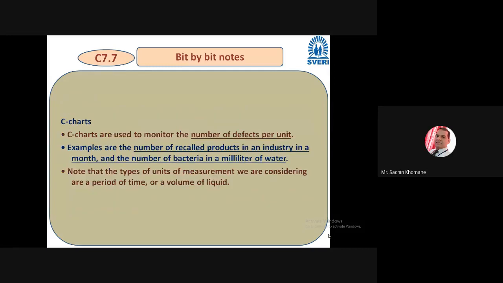So if you want to calculate that, then a P chart is very essential. Then C chart we have seen. So when to use C chart? When you want to calculate the number of defects per unit, then C chart is an appropriate tool.